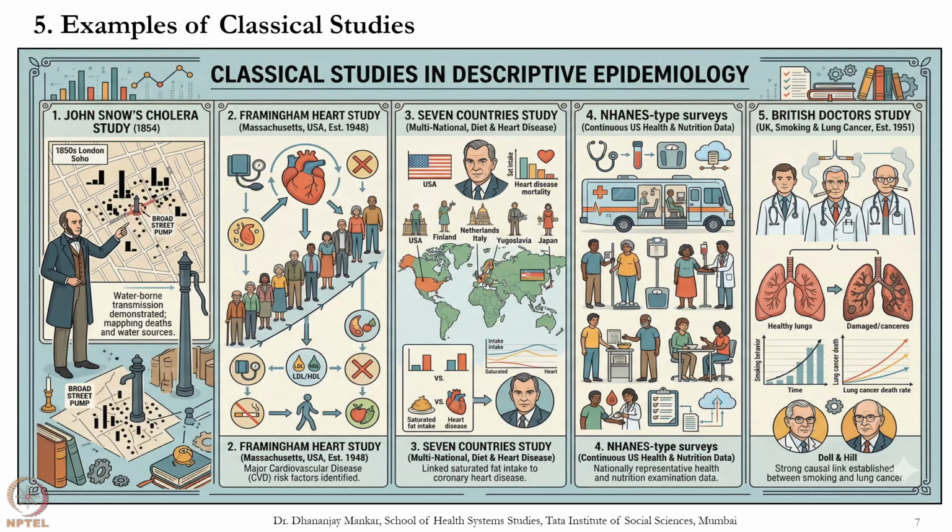The British doctors study of UK smoking and lung cancer in 1951 gave a major reason for identifying the damage of cancerous lungs versus healthy ones. Doll and Hill were the persons who made a major contribution to understanding the time of exposure and the lung cancer death rate, which were very strongly linked with establishing the relationship between smoking and lung cancer, which has given us these classical studies in descriptive epidemiology.